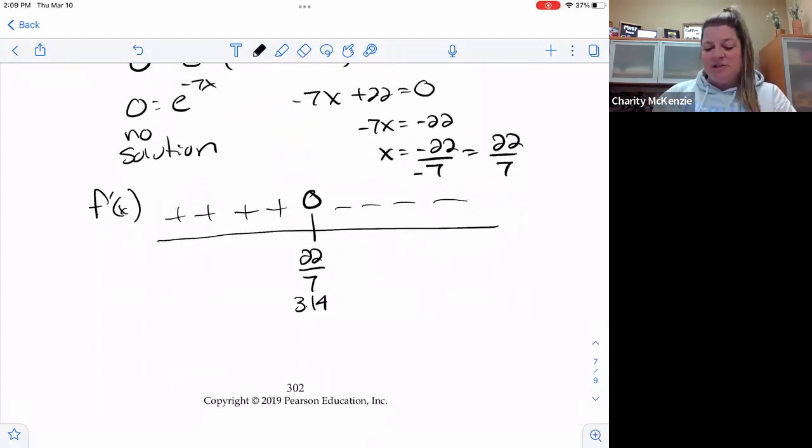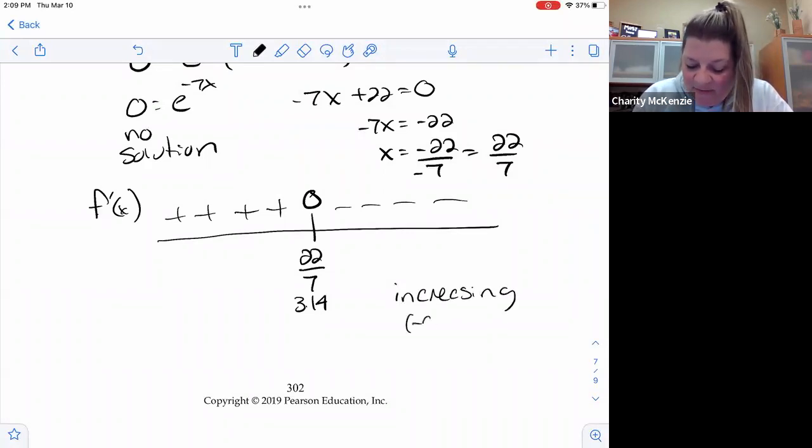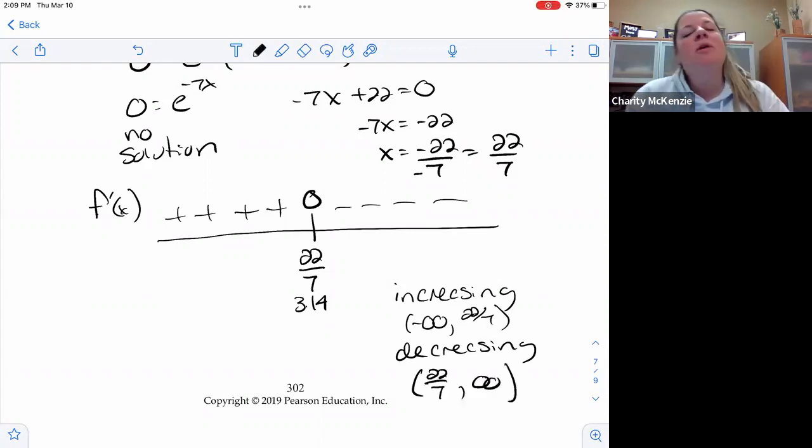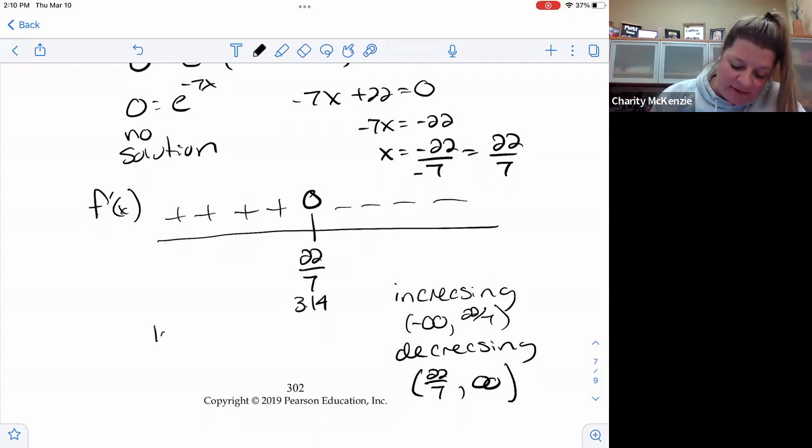So what's my final answer? I am increasing from -infinity to 22/7. I'm decreasing from, not 0, I was just looking at the 0, 22/7 to infinity. Does it have a local min or a local max? Does it switch from positive to negative? Yes, but this time it's going positive, so we're going up and then back down. So this is a local max at x equals 22/7.